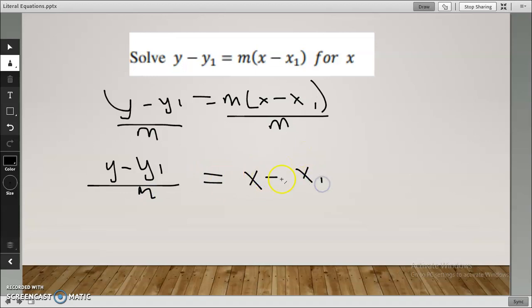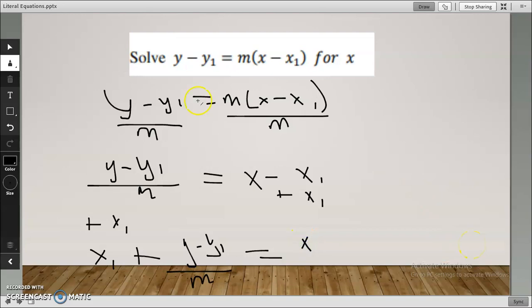All right, so now the thing that's in my way of getting my x by itself is this x1. So I'm going to add x1 to both sides. And I get x1 plus y minus y1 all over m equals x. And I hope that this helps.